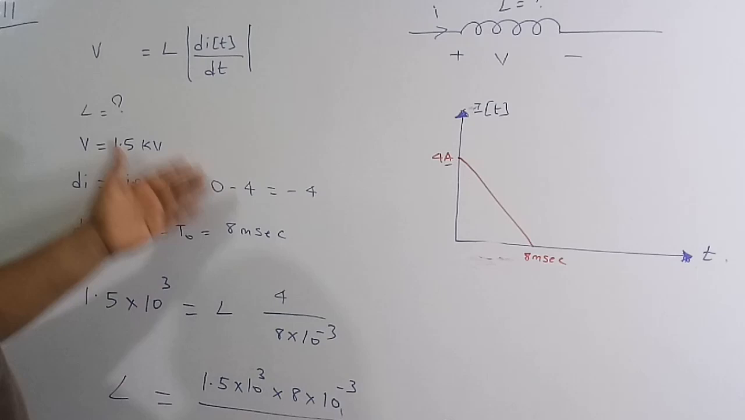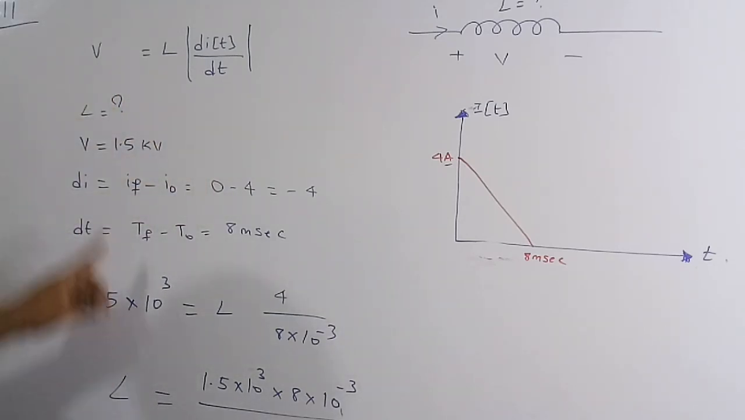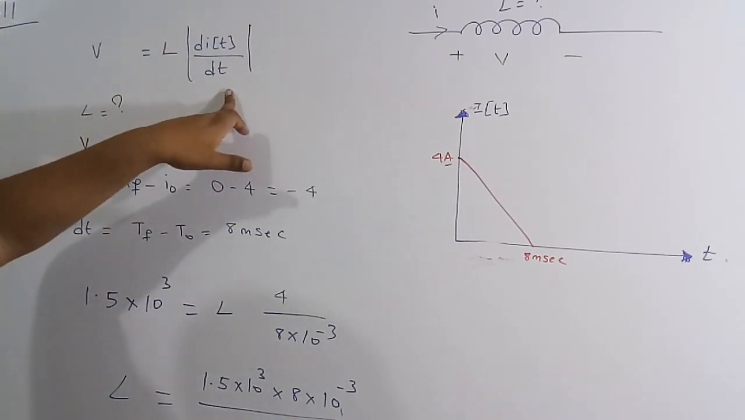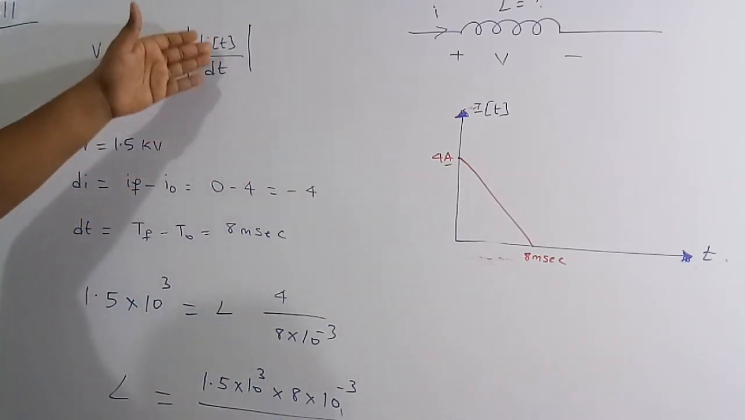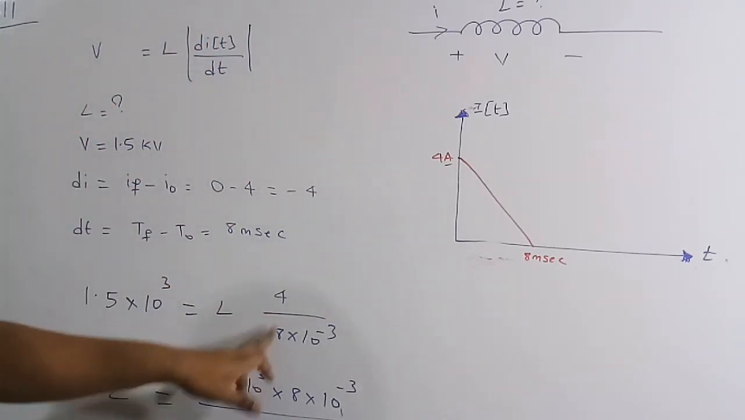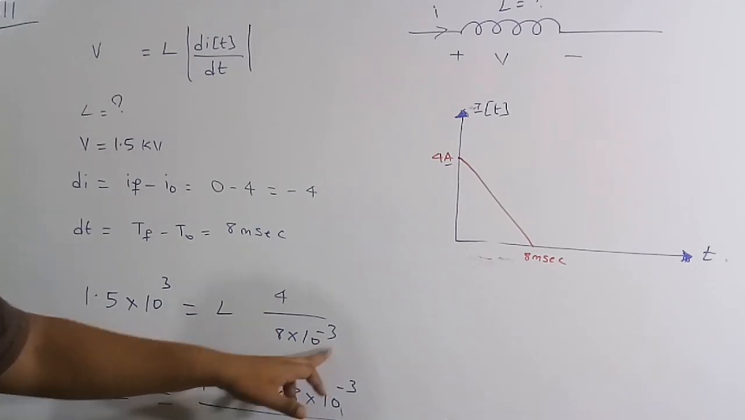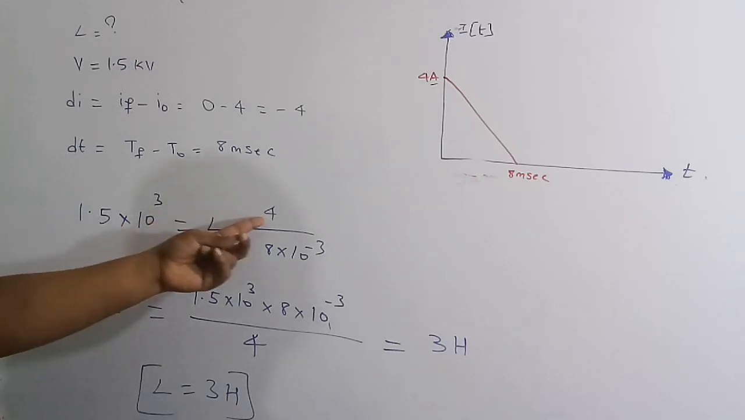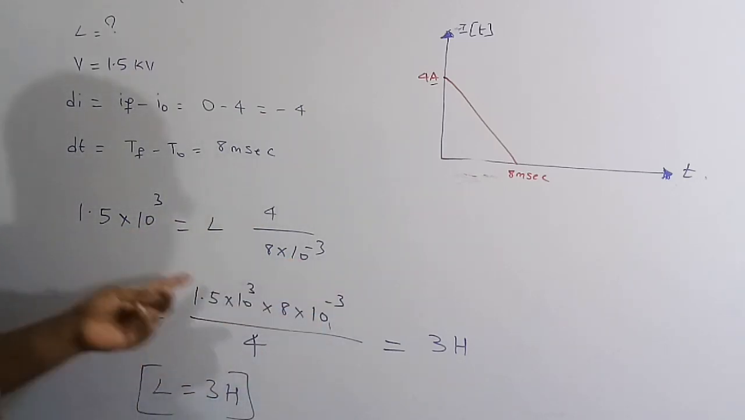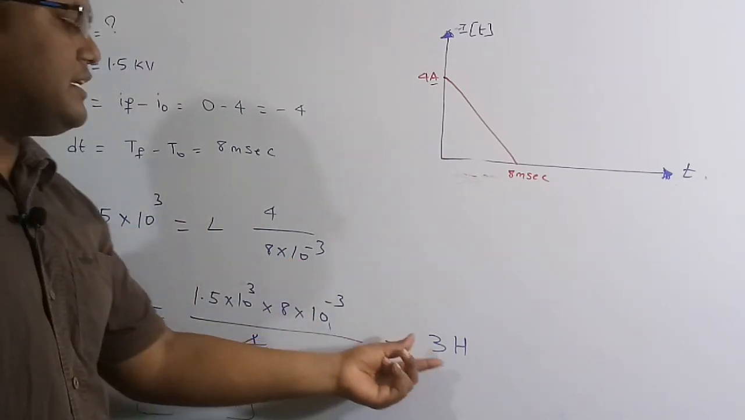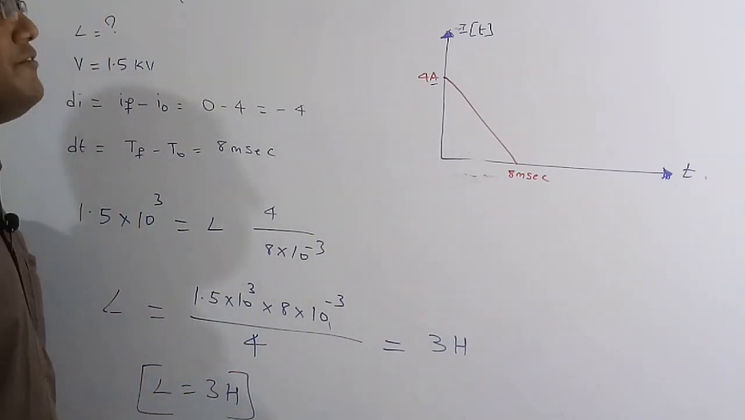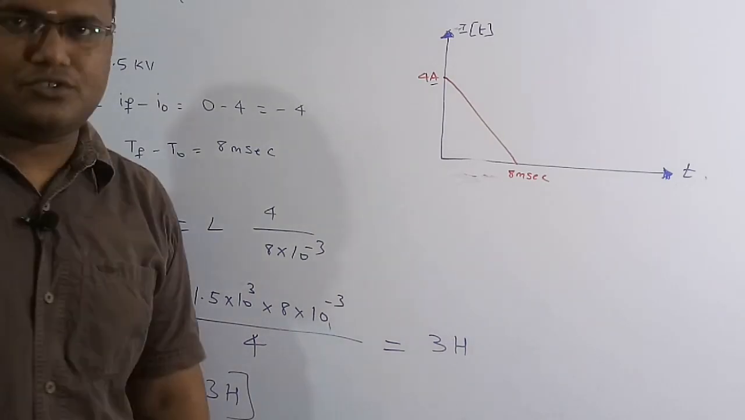So substitute those values here. The voltage 1.5 into 10 to the power of 3 is equal to L into, see, all we need to know is only the magnitude of the rate of change of current, which is 4 by 8 into 10 to the power of minus 3. If you solve this, L is equal to, do the multiplication and division here. Finally, if you solve this expression, we get L is equal to 3 Henry. Therefore the inductance of this coil, which is 3 Henry, is the correct solution of this question.